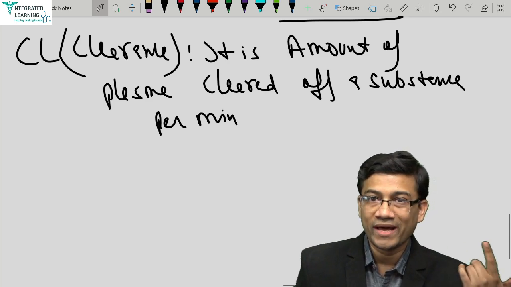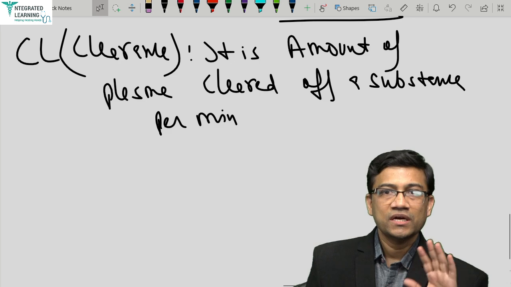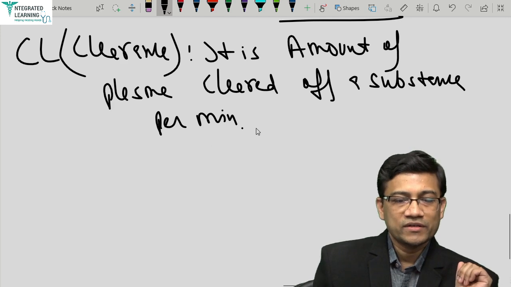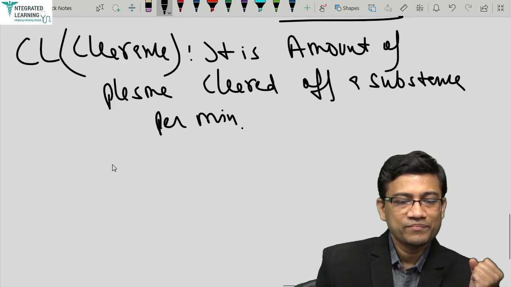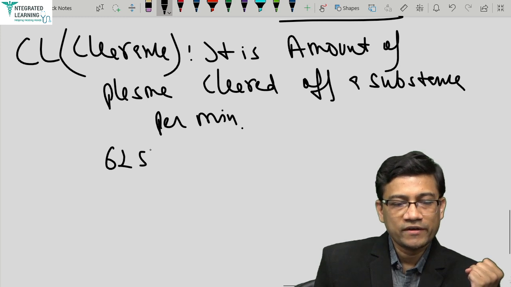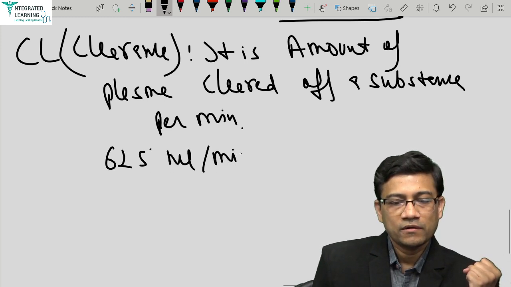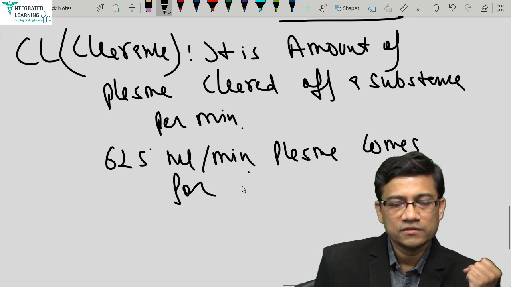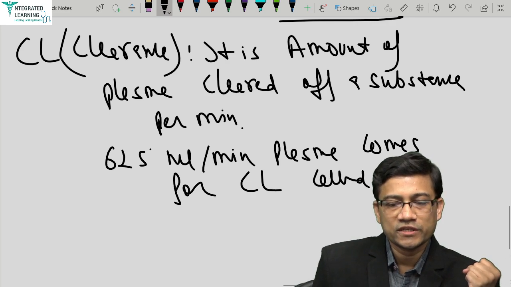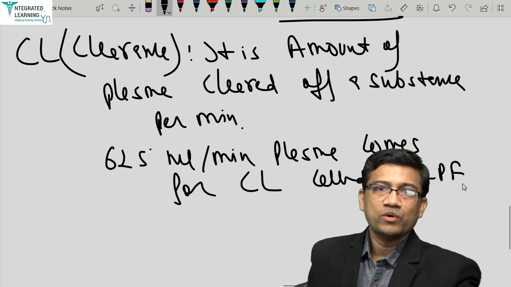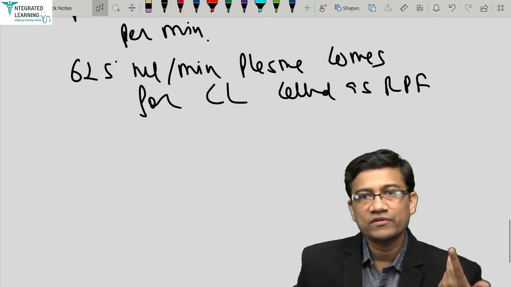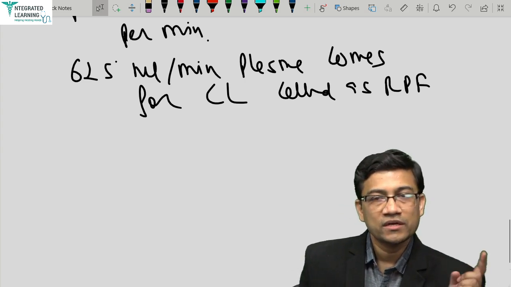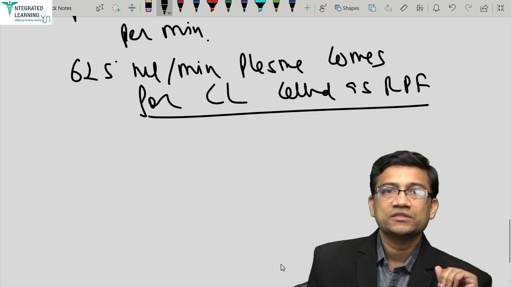So, what is the amount of plasma you can clear of a substance per minute? It is called the clearance value. Okay, so let us see the concept of clearance. First, how much can you clear? Obviously, 625 ml per minute of plasma comes for clearance, called RPF. So the first logic is how much you get to clean, you get 625. So how much can you clean? Obviously 625. So that is why the value is 625 for clearance.